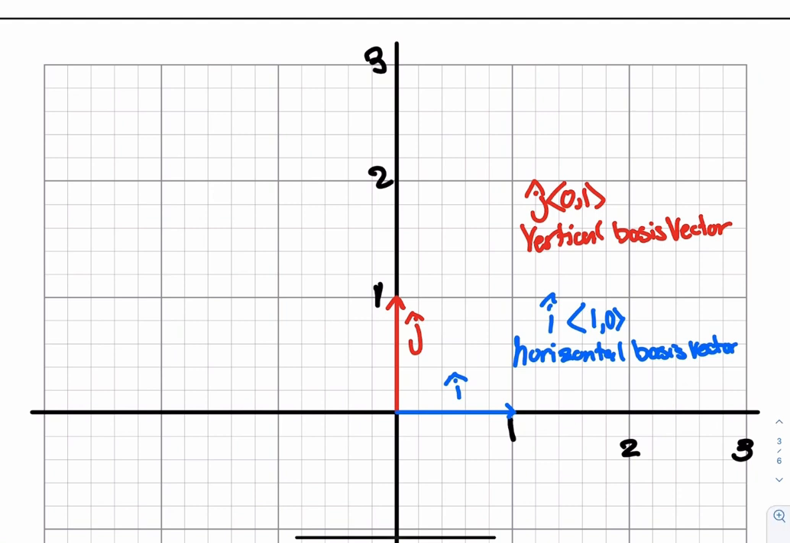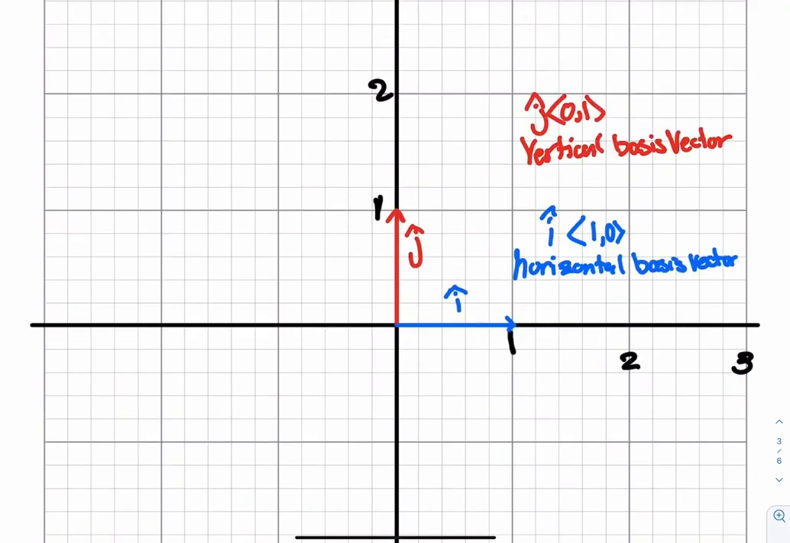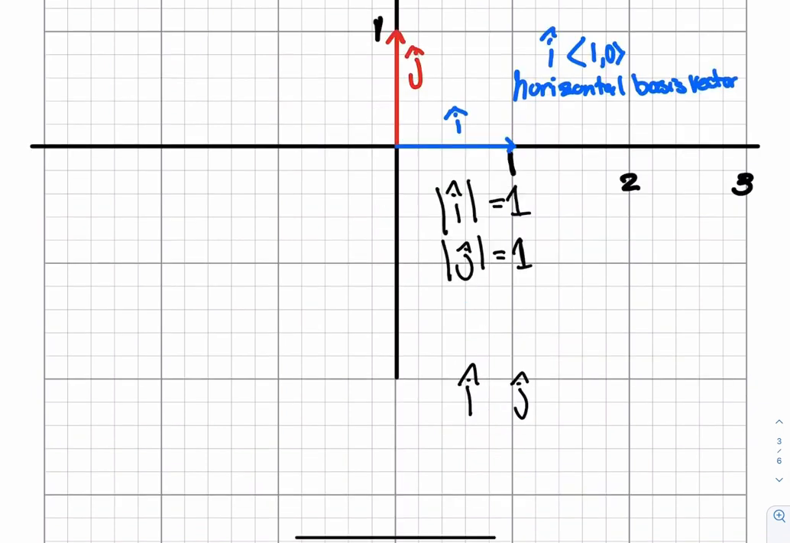This is what i and j look like. Notice the length of these vectors are 1, and for this reason, they're called unit vectors, since they have a magnitude of 1 unit. These two lines on the side of the vector is the symbol for magnitude. This is how I will be writing i and j in the future. The little hat on the letters indicates that it is a unit vector.